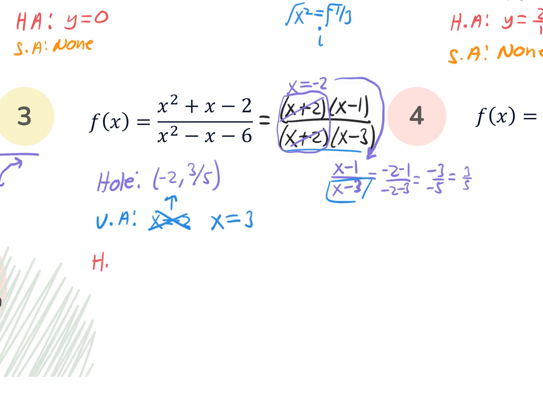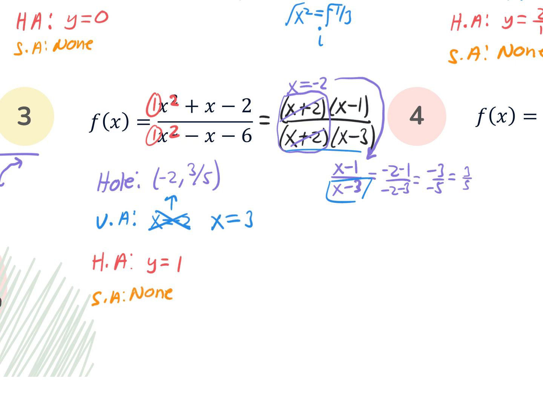Next thing we need to figure out is the horizontal asymptote. Here, check out the degrees of the original, right? You're not going to do the simplified one. The original, your degree was a 2 on the top and a 2 on the bottom. So it's going to be the leading coefficients. The leading coefficient on top is a 1, and on the bottom it's also a 1. 1 over 1 is just 1, right? And if you have a horizontal, you don't have a slant.